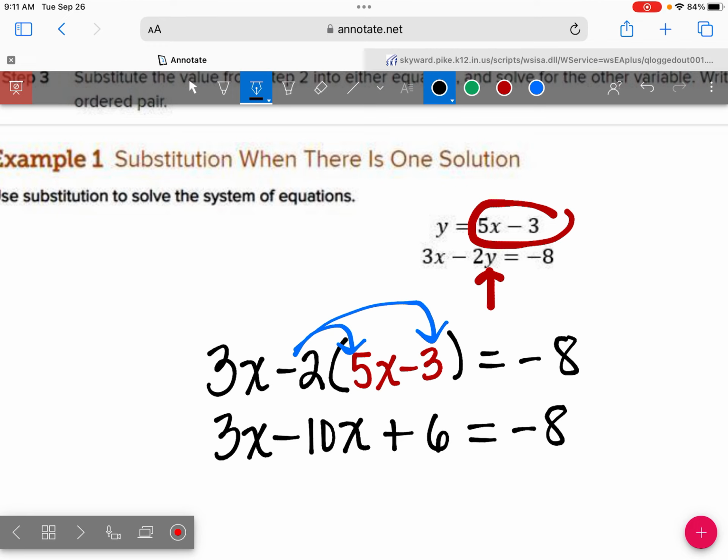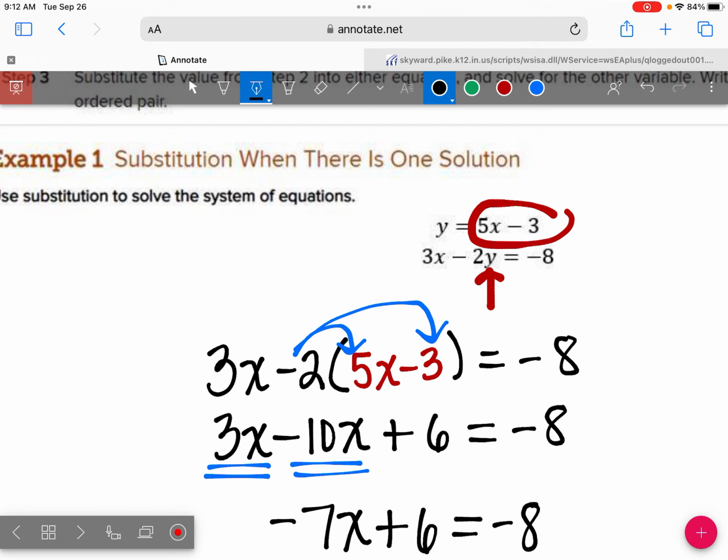The biggest mistake was a lot of students did this on the test, and that's where it just went left, and I had to take off all the points. Why is that wrong? Why don't I add 10x to 3x? They're on the same side of the equal sign, so we just need to add these together. So you're going to take 3 plus negative 10, which gives you negative 7x plus 6 equals negative 8.